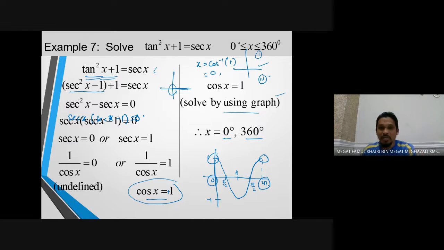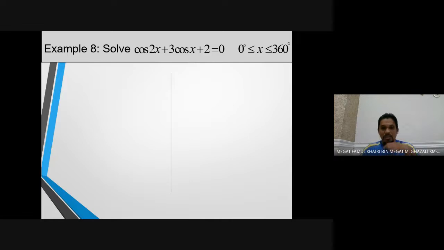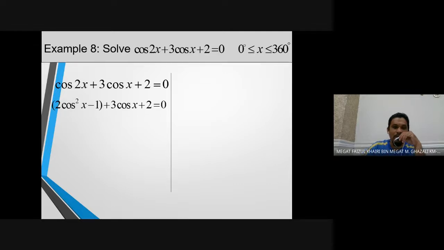Okay, bergantung pada soalan lah yang menggunakan apa, yang menggunakan nilai yang mudah. Okay, so cos 2x and 3 cos 3x equal to 0. So from here, cos 2x equal to this one.